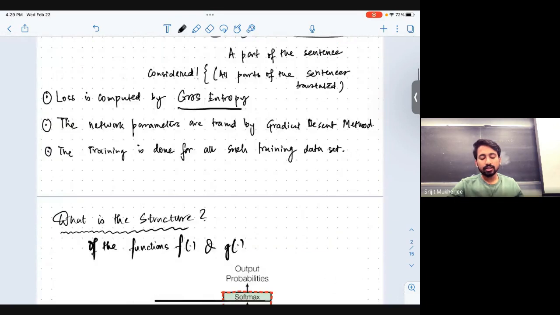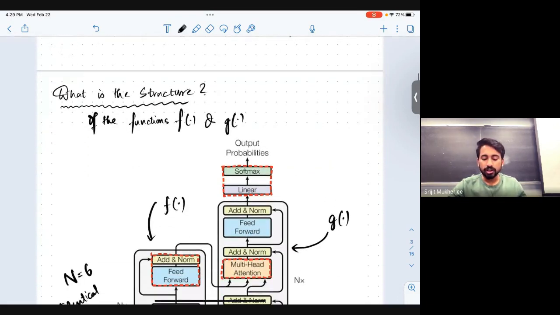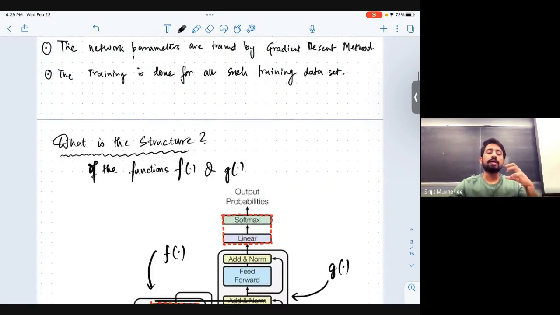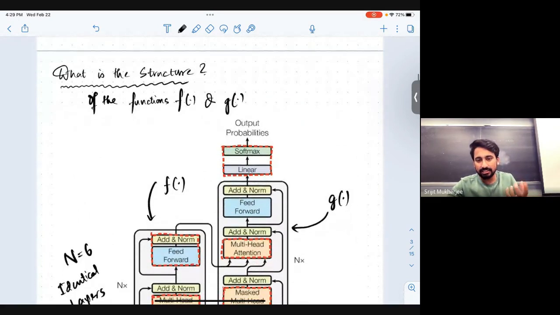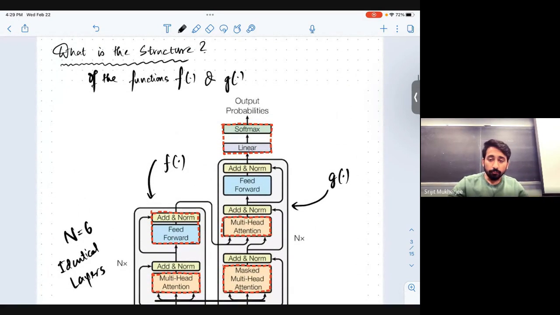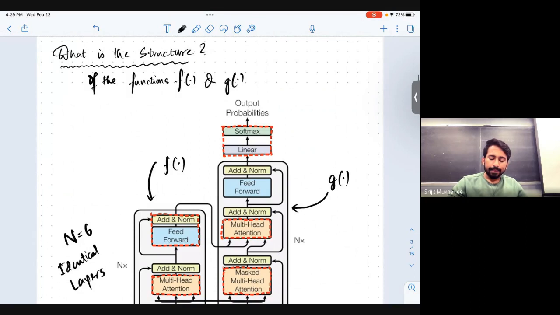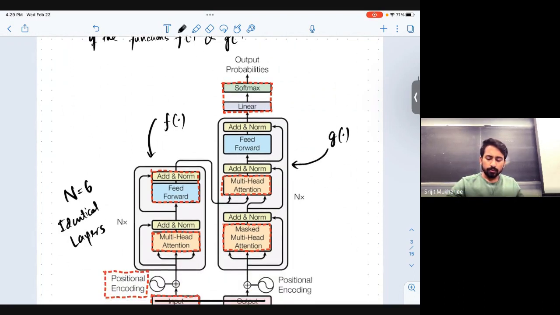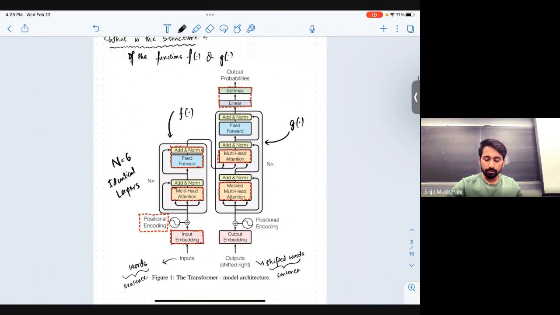The next aspect is, what is the structure? How is this implemented? What are the types of the functions f and g? This is what is being given in the paper, and I will tell you what it is all about step by step in all these things.